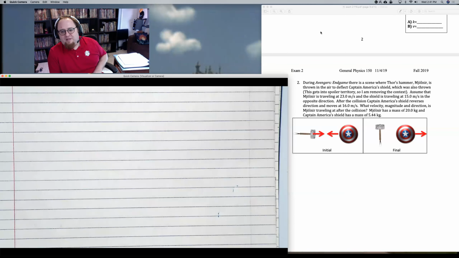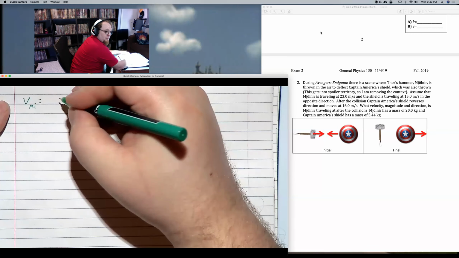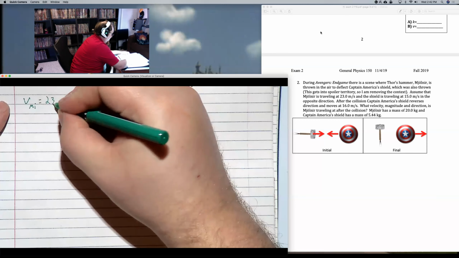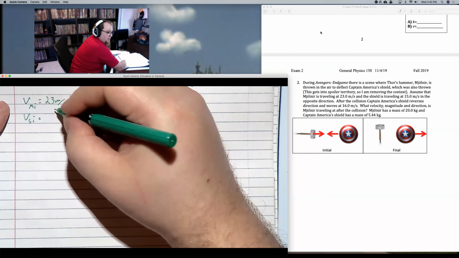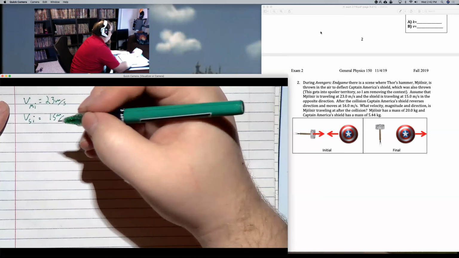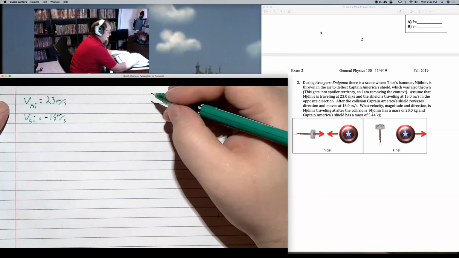Let's say that Mjolnir is traveling at 23 meters per second and the shield is traveling at 15 meters per second in the opposite direction. So we're saying initially, the velocity of Mjolnir initial is 23 meters per second. And the shield is initially traveling at 15 meters per second. But it says in the opposite direction. If I look at my diagram, it shows to the left. The opposite direction means I need to make that negative.